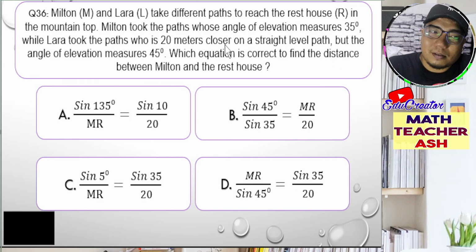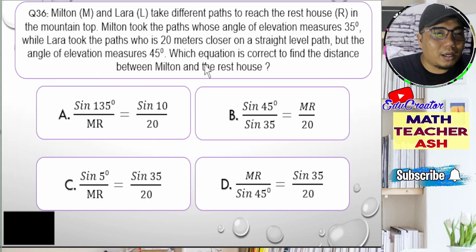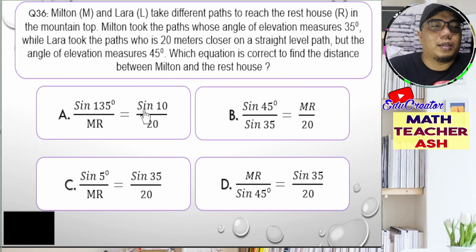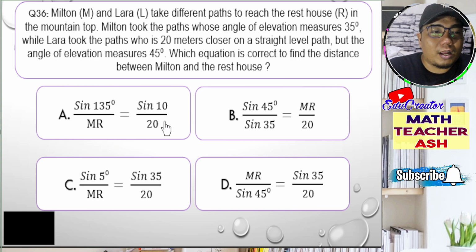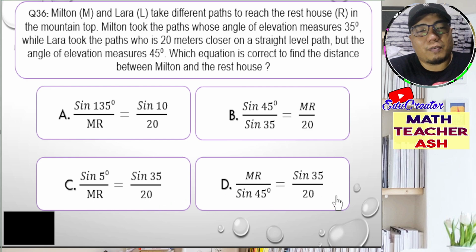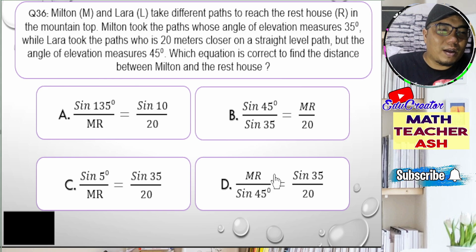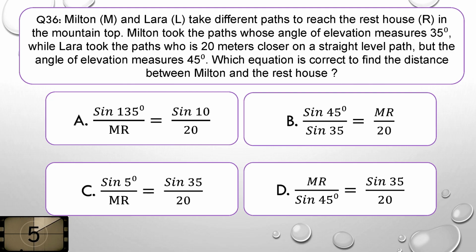Okay, the same scenario, but the question now is, which equation is correct to find the distance between the rest house and Milton? Okay, is it A, sine 135 degrees over MR is equal to sine 10 over 20, B, sine 45 over sine 35 is equal to MR over 20, C, sine 5 over MR is equal to sine 35 over 20, or D, MR over sine 45 is equal to sine 35 over 20. I'll give you 5 seconds to think about your answer.